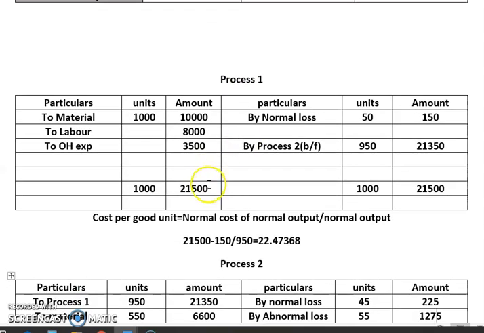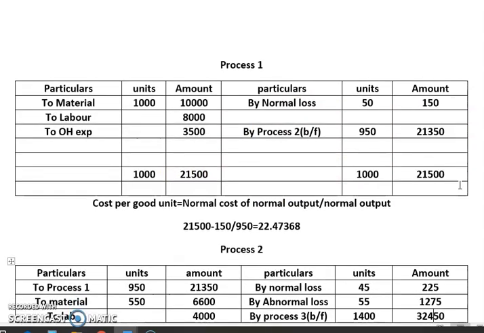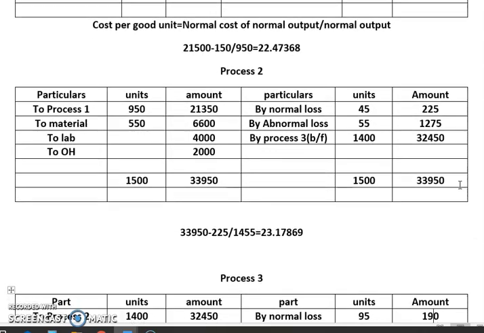Now, after doing the division, what I got is 22.47368. Guys, remember one thing. In process costing, to get the accurate figures, you are supposed to take after 0.5 digits. Therefore, I have taken 47368 in that course. And when I multiplied this with 950, exactly I got 21,350, where your process account will automatically get tallied. Clear?